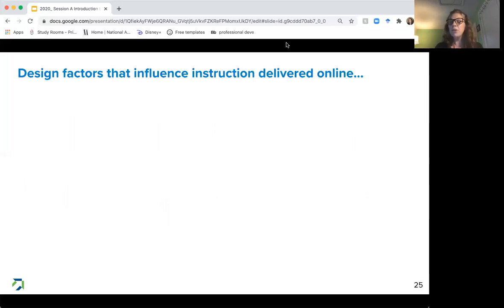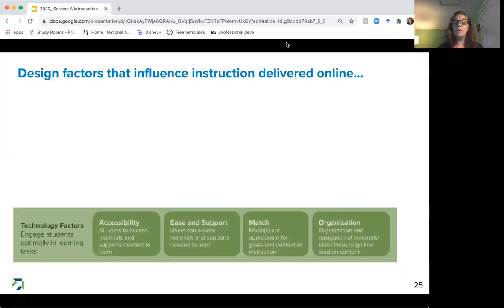So as I mentioned earlier, there are 3 design factors we think that influence instruction delivered online. The first is technology factors. So technology is the vehicle that serves to connect learners to teachers to content to peers within a remote environment. Now, technology might be very fancy and have bells and whistles like a robust LMS. It can also be as simple as a Google site, or it can be analog technology like paper printouts and phone calls. So there are 4 questions we seek to ask.